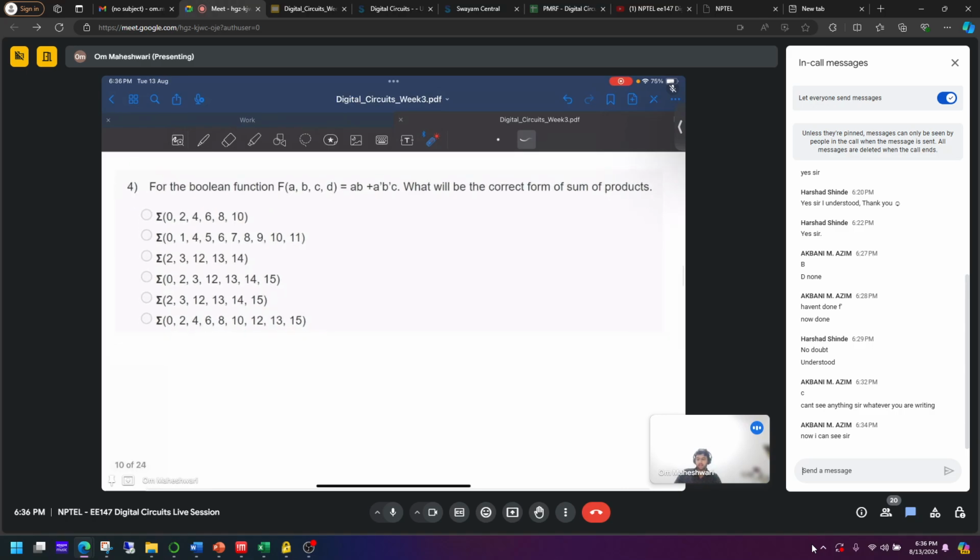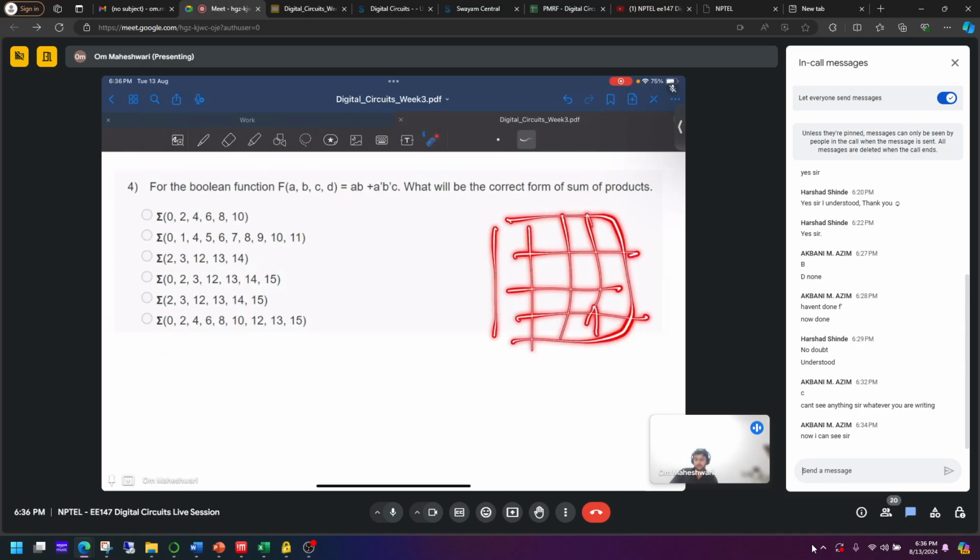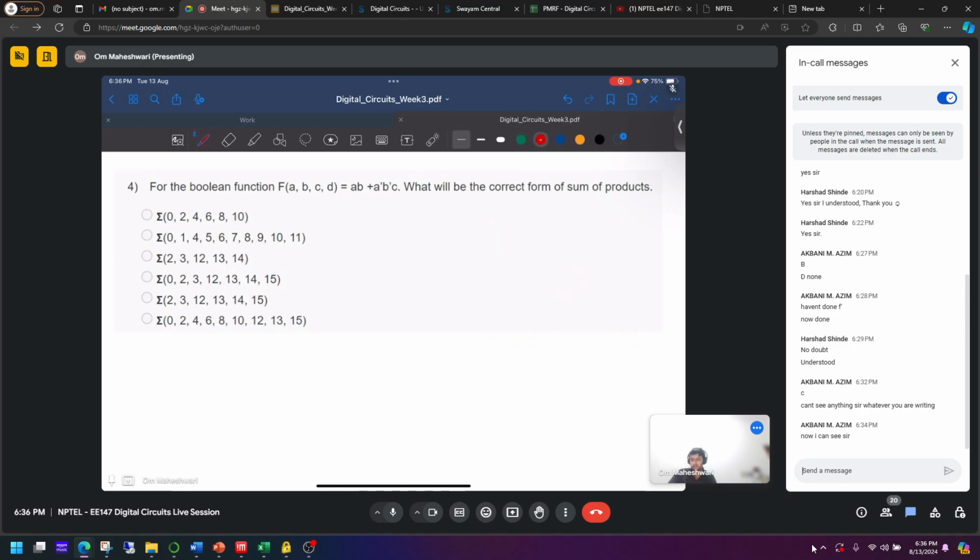For the Boolean function f(a, b, c, d), f equals ab plus a bar b bar c, what will be the canonical form of SOP? So basically what you have to do is just make this into a K-map, and wherever you get ones, you give those numbers. So if you remember these numberings, I'll make the K-map with the numbers now. Then you can tell me the answer.